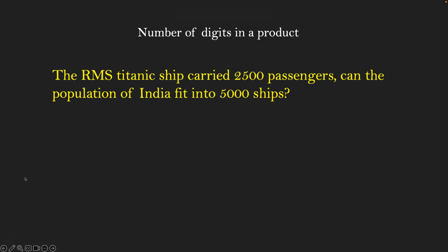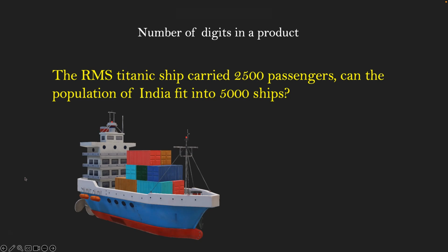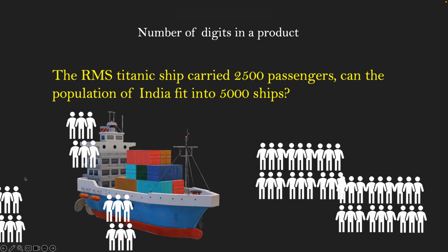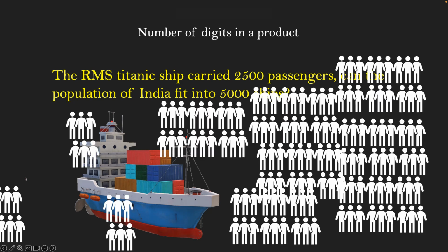Well, RMS Titanic ship is nothing but Royal Mail Ship, so don't worry about it. Titanic was this big ship which looked like this, and we know that there were few passengers that could fit into this ship. Now we want to compare whether if we took such 5,000 ships, would that be equal to the population of India? Well, to do this calculation, I think we'll have to multiply 2,500 by 5,000.